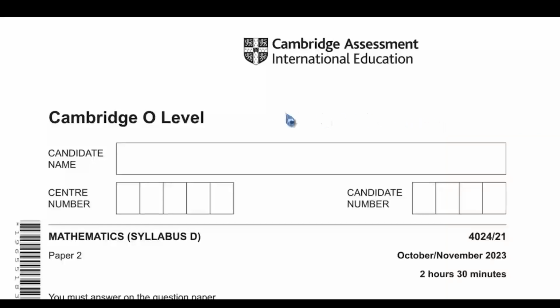This is Cambridge O-Level Mathematics Paper 2 written in November 2023. There are 10 questions in this paper.